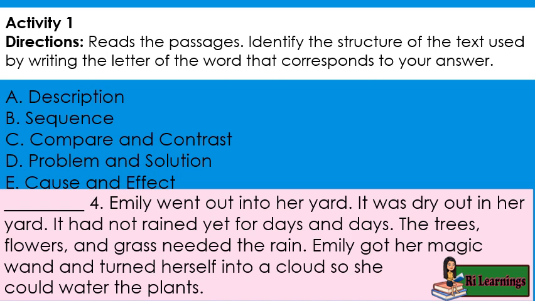4. Emily went out into her yard. It was dry out in her yard. It had not rained yet for days and days. The trees, flowers, and grass needed the rain. Emily got her magic wand and turned herself into a cloud so she could water the plants.